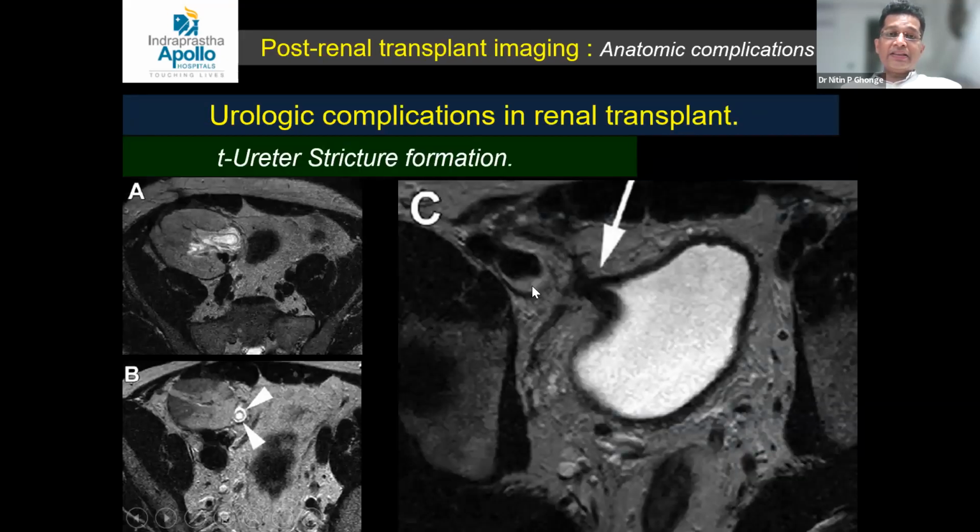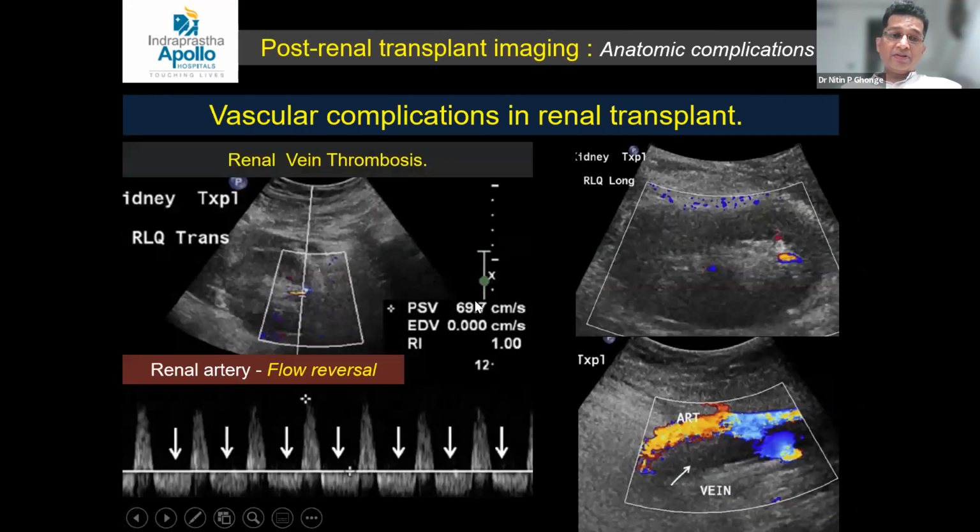Urologic complications in renal transplant can include thickening of the urothelium. You can see the edema, the thickening of the wall of the renal pelvis, the ureter, and kinking and tethering at the anastomotic site with the urinary bladder. So this is ureteric stricture formation.